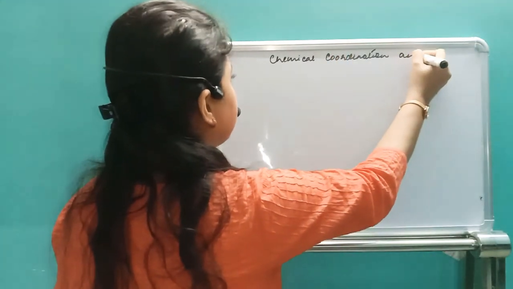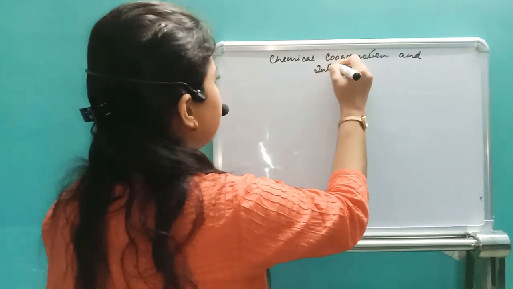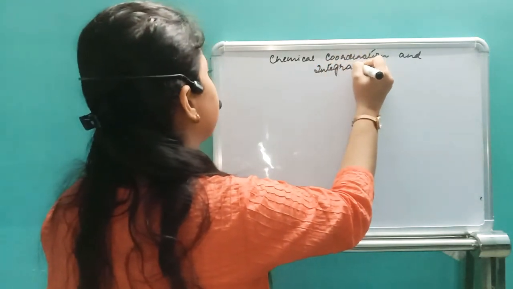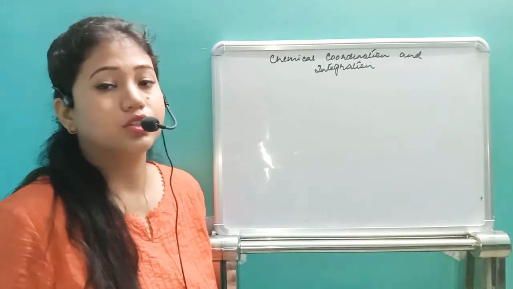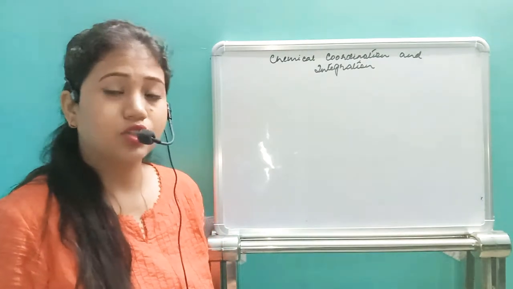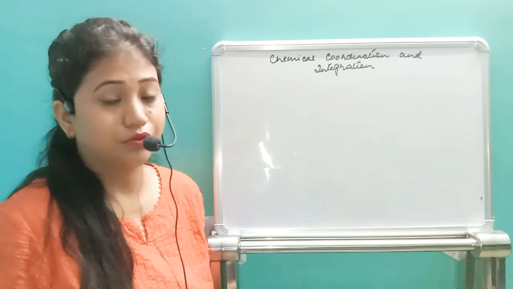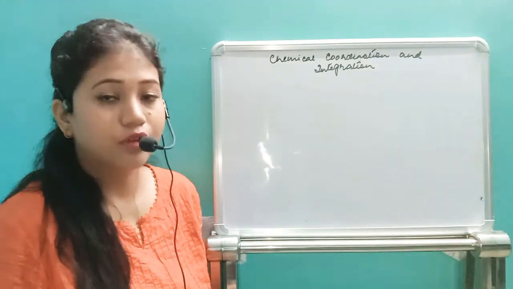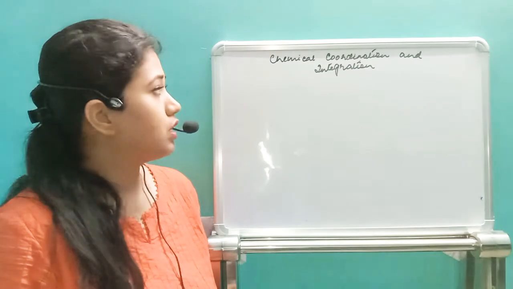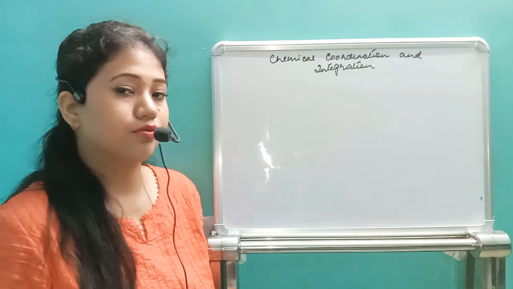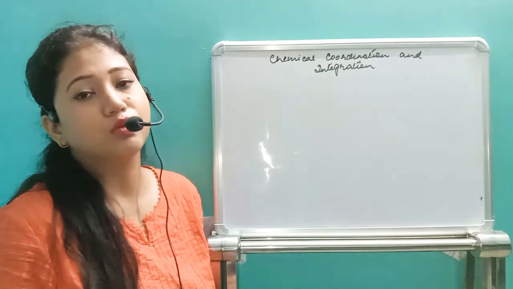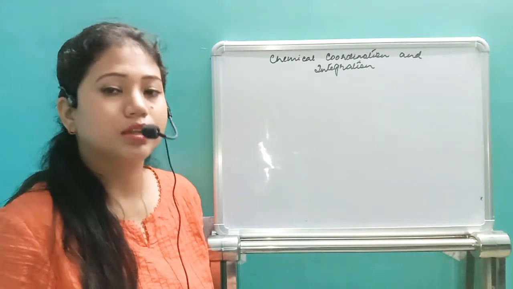and integration chapter. So in this chapter what we have: the different glands, their functions, the disorders related to the hypersecretion and hyposecretion of different hormones, and then the mechanism of hormone action. So in this chapter, first we have the last part of the physiology. We have the neural control and then we have the chemical control.